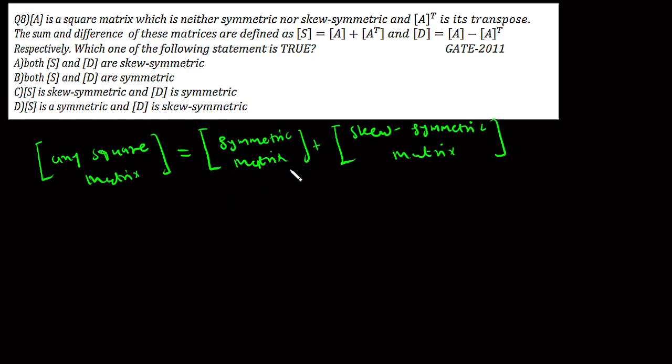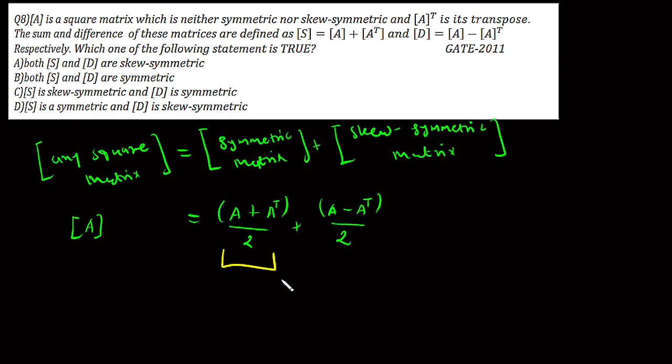And here this symmetric matrix is nothing but simply A. Let's call the matrix we have A, and it is any general square matrix. So A plus A transpose by 2 plus A minus A transpose by 2. This one is the symmetric matrix, and this one is skew symmetric.